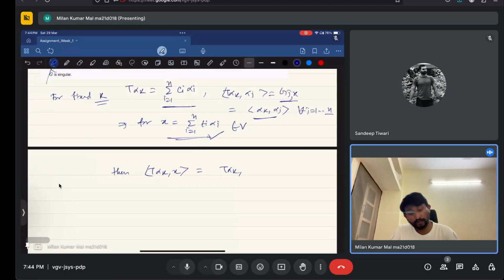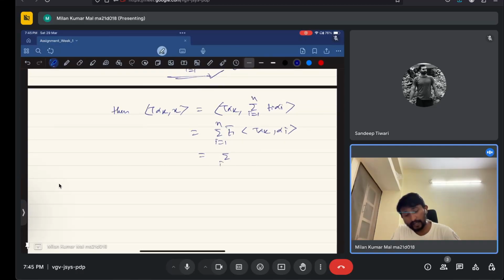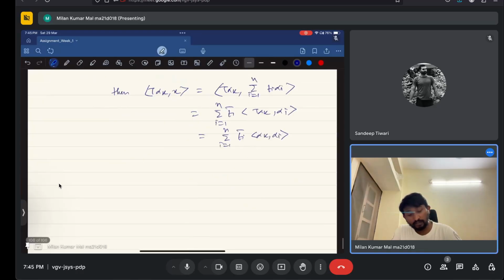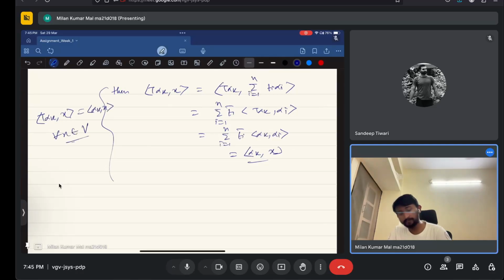So T of alpha k inner product x, with x equal to the sum over i from 1 to n of x_i alpha i. The summation can be taken outside, and since x_i is a complex number, it comes out as x_i bar. So we get the summation over i equals 1 to n of x_i bar times the inner product of T of alpha k with alpha i. This is given, so I can take them inside and write it as x. The main point is that the inner product of T of alpha k with x is equal to the inner product of alpha k with x for all x in the vector space V.